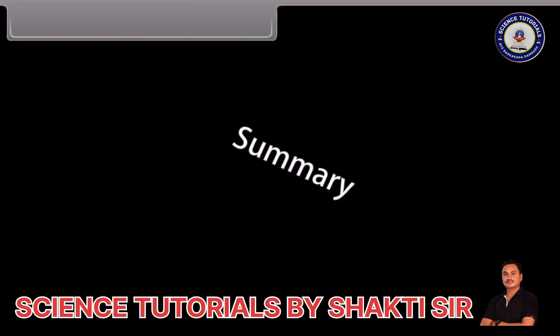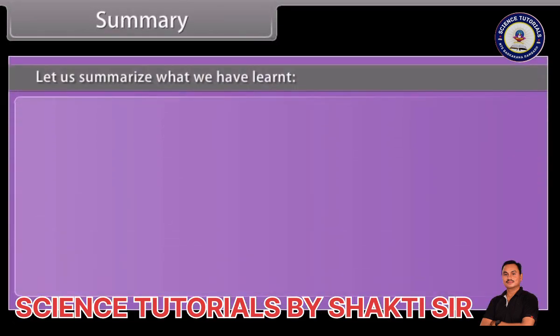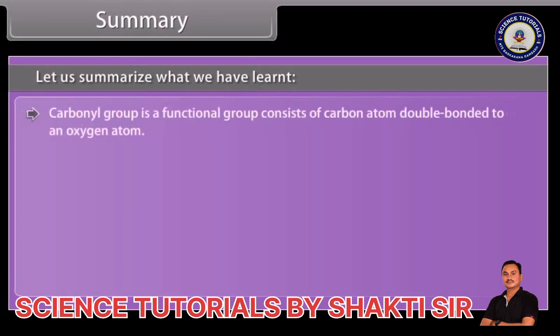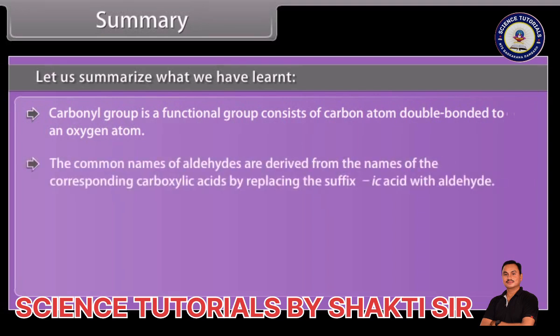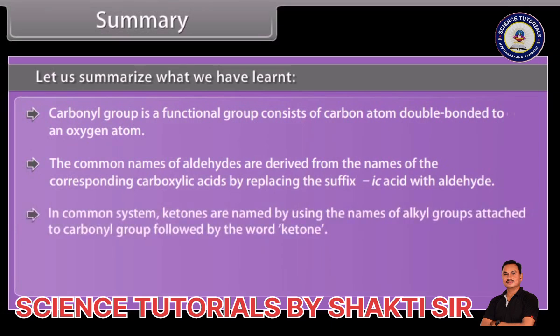Summary. Let us summarize what we have learned. Carbonyl group is a functional group that consists of a carbon atom double bonded to an oxygen atom. The common names of aldehydes are derived from the names of the corresponding carboxylic acids by replacing the suffix -ic acid with aldehyde. In common system, ketones are named by using the names of alkyl groups attached to the carbonyl group followed by the word ketone.